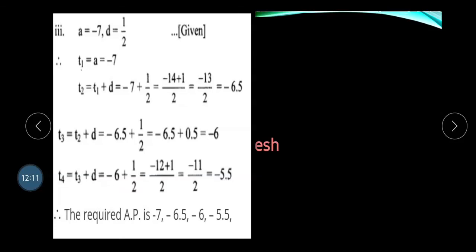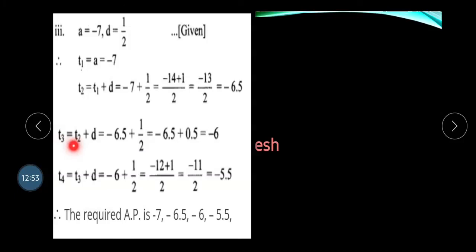Third one, first term equals minus 7 and the difference is 1 upon 2, or half, you can say. First term is minus 7. T2 equals T1 plus the difference, that is minus 7 plus 1 upon 2. Here we need to equalize the denominator, that means 7 we will be multiplying by 2. So we will get minus 14 plus 1 upon 2. Minus and plus are given, so we need to subtract and put the sign of the greater number. So we are getting minus 13 upon 2, which we are further dividing, we get minus 6.5.